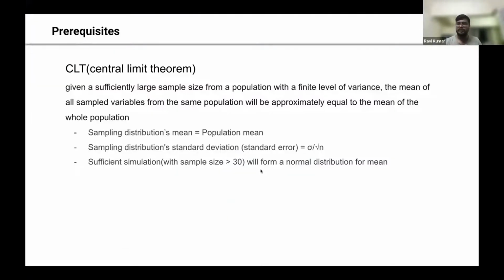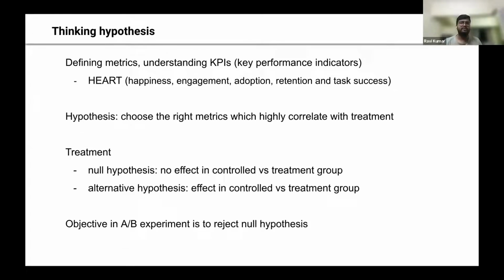After CLT, one of the critical things is that whenever we do A/B testing, you need to have some kind of hypothesis. Whatever feature you're launching, you have to have some hypothesis about what kind of effect it will have at the end. Defining a hypothesis is not easy. The industry has grown and defined multiple things to capture the impact of that feature, so defining metrics is very critical.